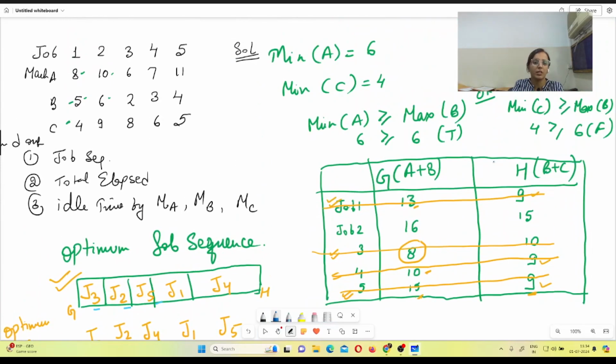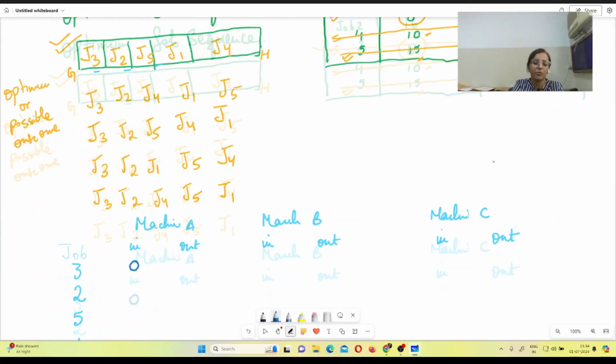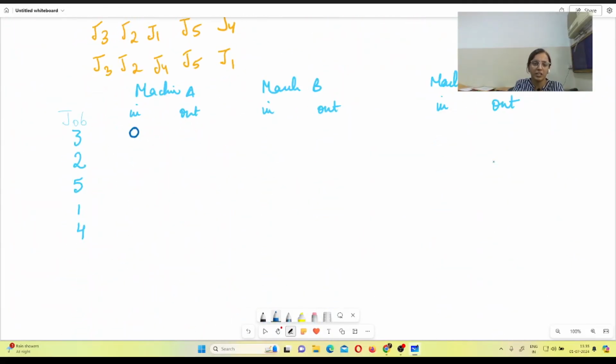So machine 1, this is your machine 1, that is A, and job 3 processing time is 6. So what we have to do? 0 plus 6, right? Same processing. 0 plus 6, that will be 6. Writing over here is 6.